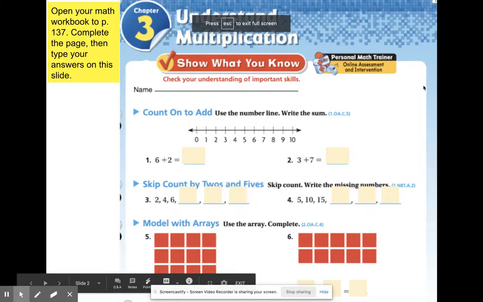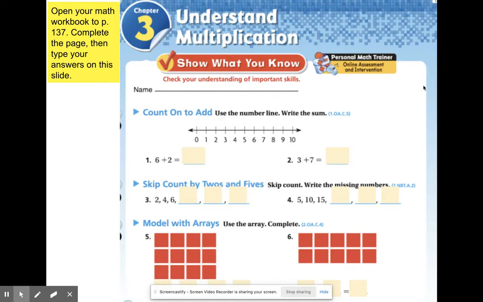Hi, boys and girls. Chapter 3 is going to be all about learning different strategies for multiplying. I know a lot of you are very excited to start multiplication, but before we do, we want to know a little bit more about what you know and what you understand before we move forward.